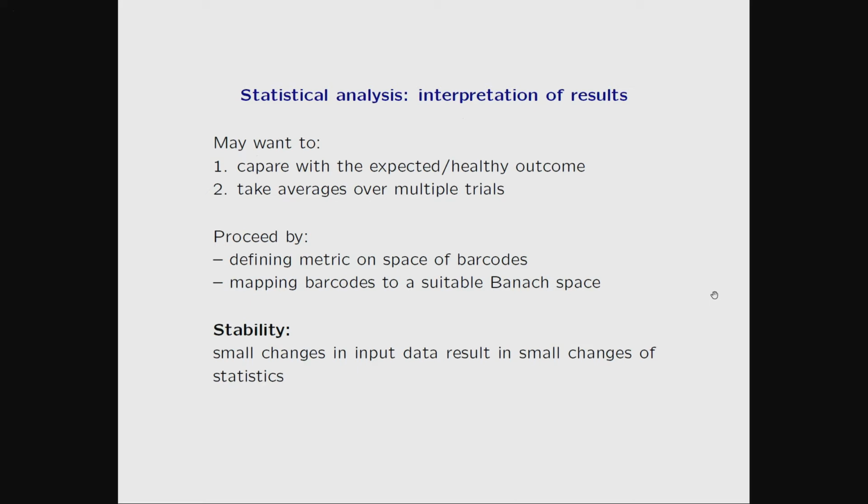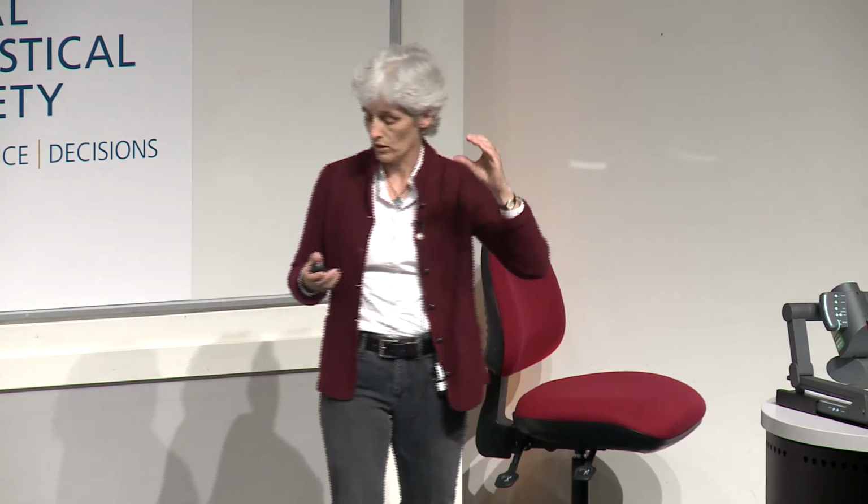The statistical analysis and interpretation of the results is not an obvious area of study. Namely, we might want to compare our analysis or outcome with the expected or unhealthy outcome. Or we might want to take averages over different computations for different epsilons, for different variations of our data. And so one can proceed by defining metrics on these spaces of barcodes that I just gave you as our statistical summary, namely, here.